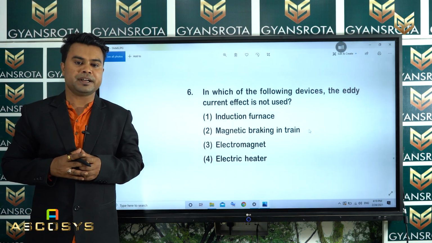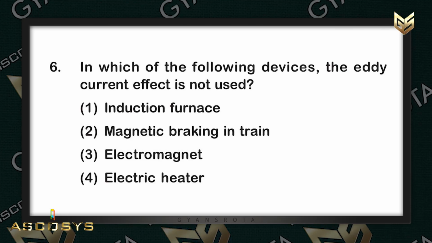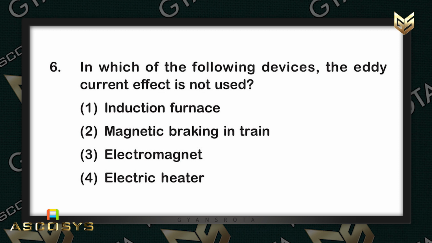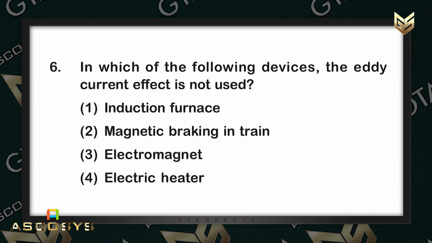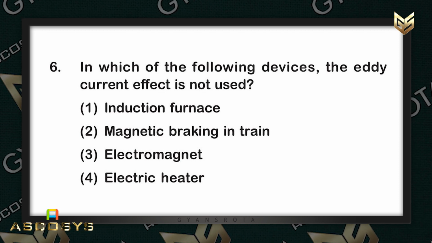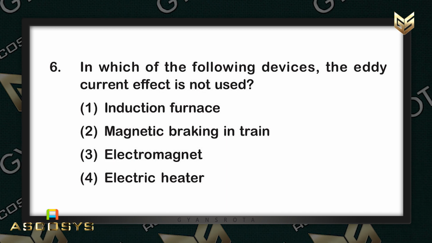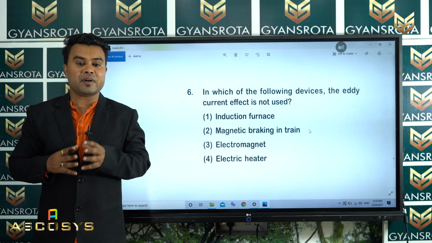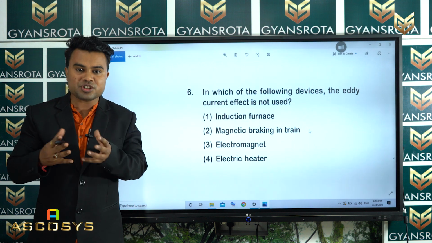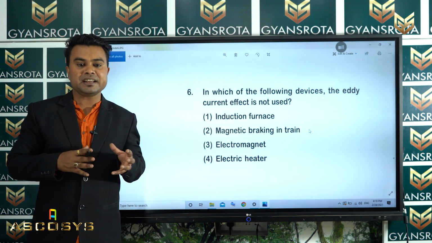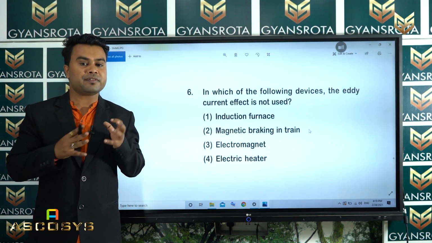Now look at this question, my dear. In which of the following devices is the eddy current effect not used? Remember eddy current? That is in the chapter electromagnetic induction, the current which is in the form of a whirlpool. Okay. Now as we know, the induction furnace is an application of eddy current only. Magnetic brake in a train is also an application of eddy current.